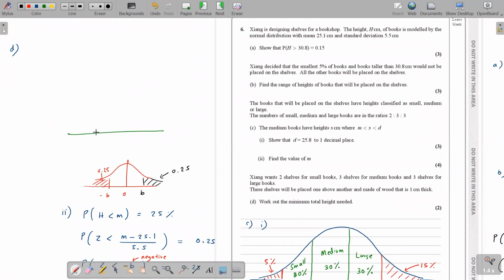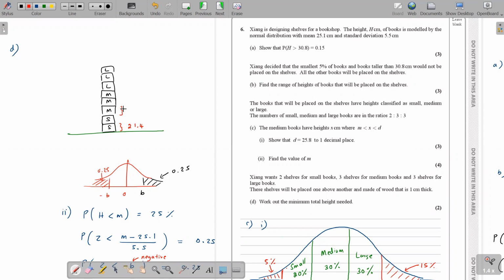So you have the ground. Say the first one is what? You have the small. So you have 2 small shelves. Then you have the 3 medium ones, right? And then you have the 3 large ones. Okay, so then they want the height of this shelf, the minimum height. Now you know the small shelf has a height of how much? 21.4. So both of these small ones are 21.4.